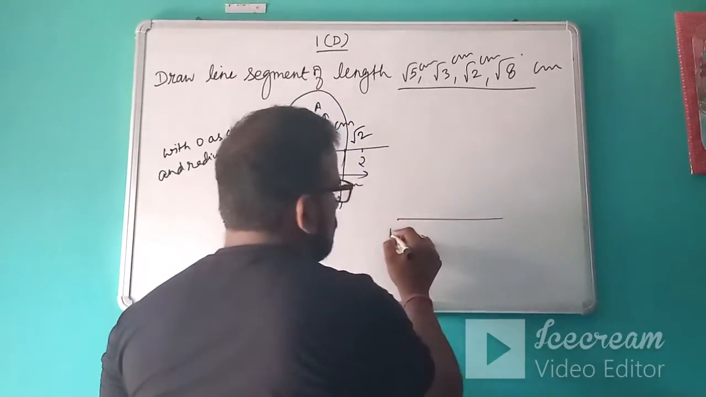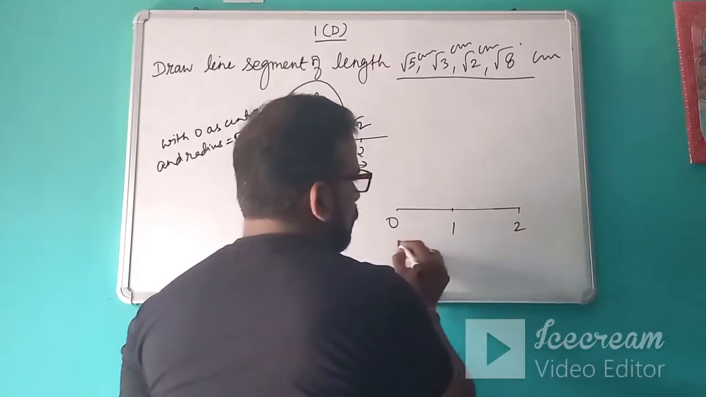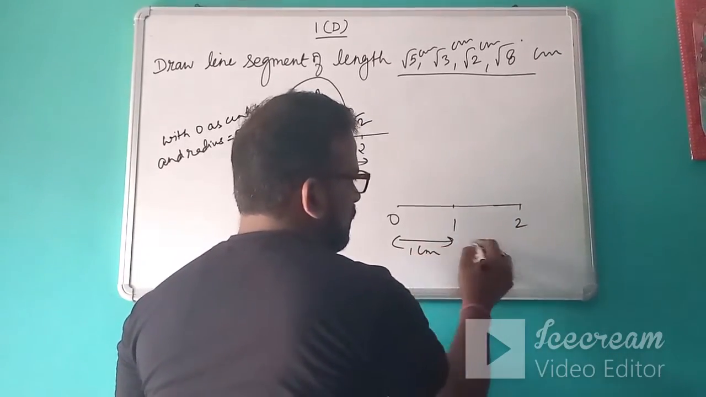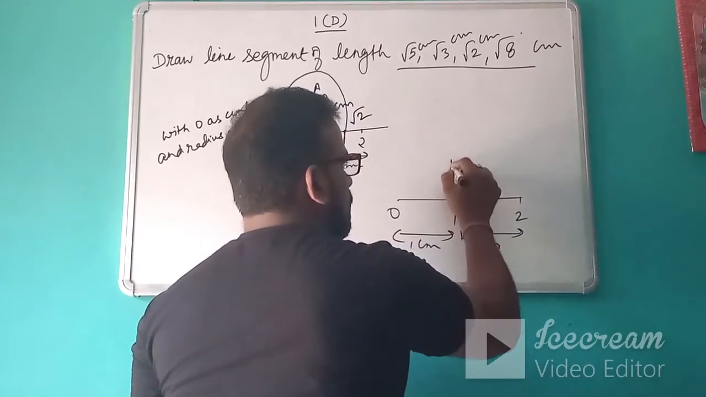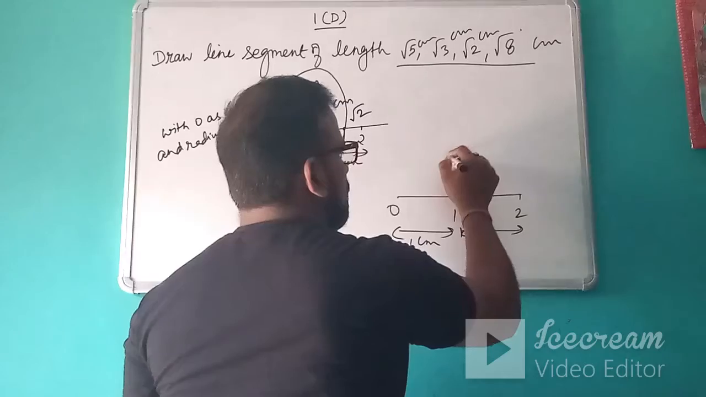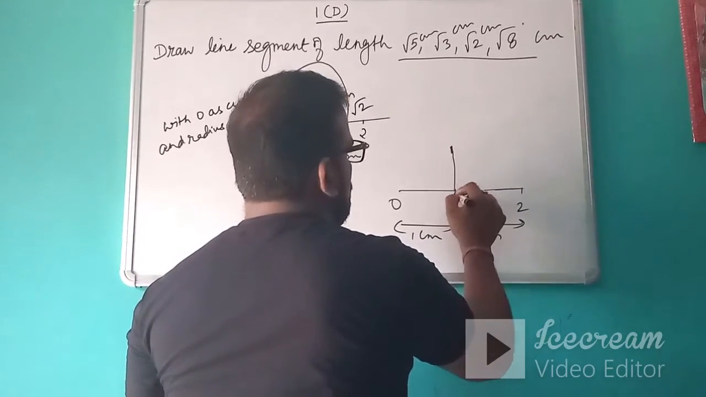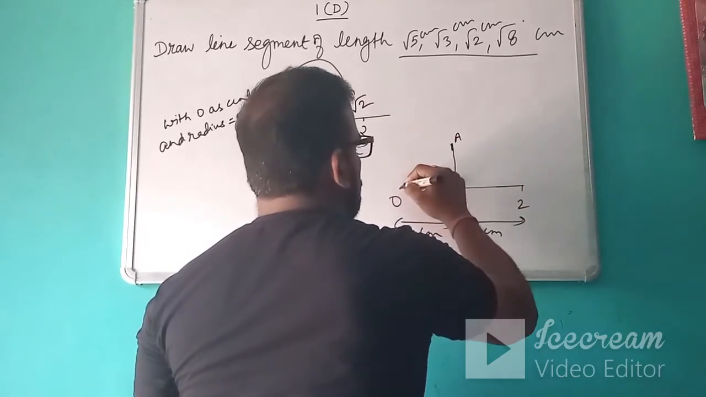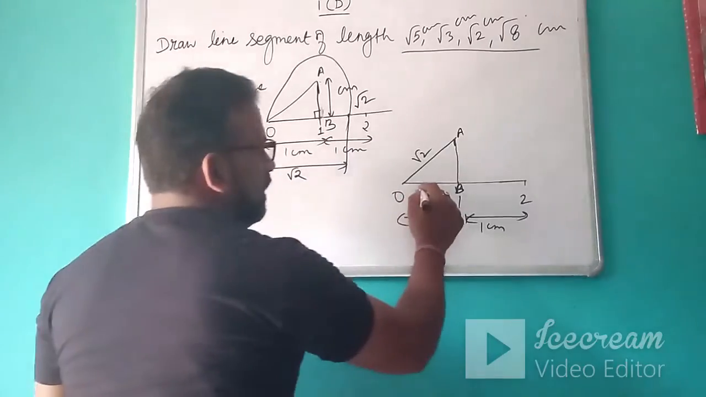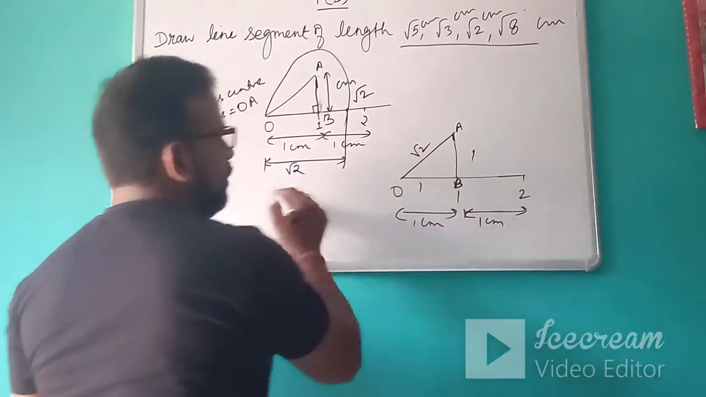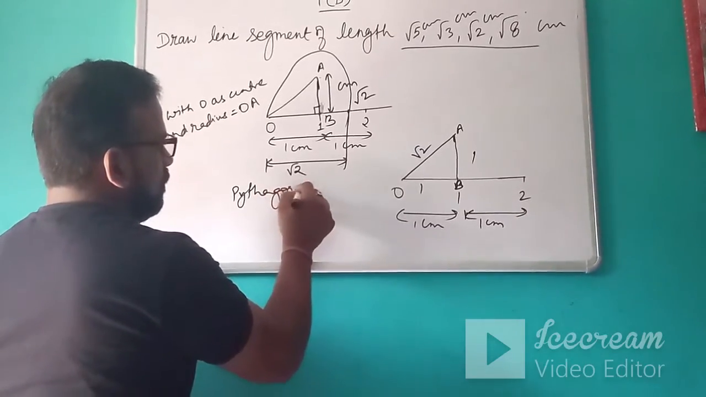Similarly, suppose you wish to draw root 3 centimeters, so what can you do? First, this is your 0, this is your 1, this is your 2, both at a distance of 1 centimeter. Then you will construct a perpendicular of 1 centimeter again. Like we already knew, this was B, this was A, so you will join O to A. This is root 2 now, by using the Pythagoras theorem, as you all know.